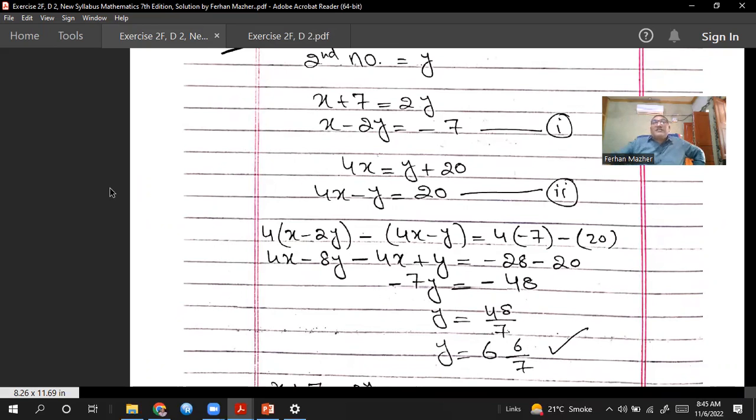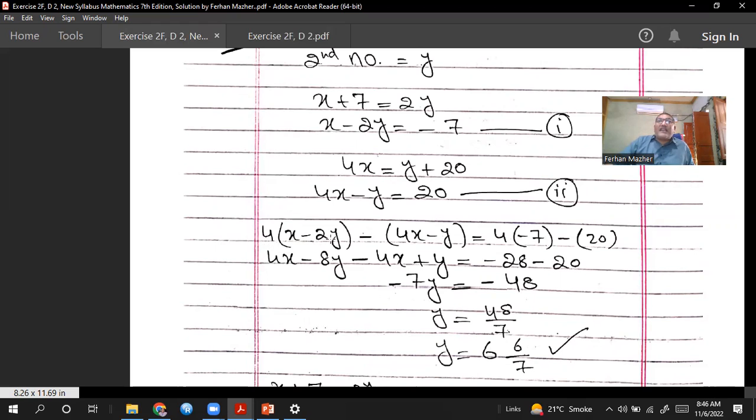Now I will check. Here we have x minus 2y, here we have 4x minus y. The coefficients are not the same, so I will try to make the coefficient of x the same. For that purpose, I will multiply the first equation by 4, and then I will subtract them, because in both equations the coefficient of x is positive. To eliminate the x, I will have to subtract.